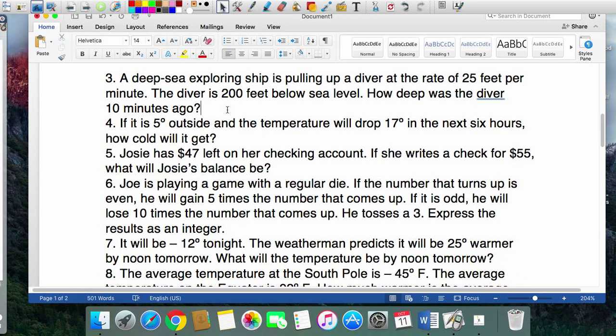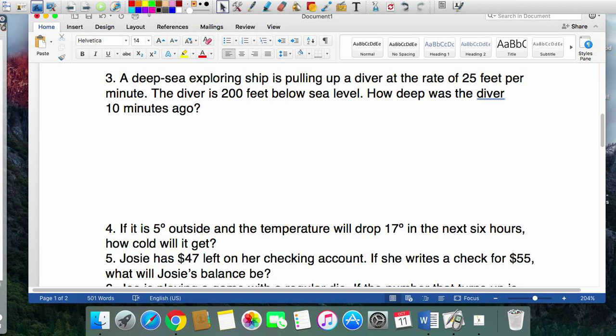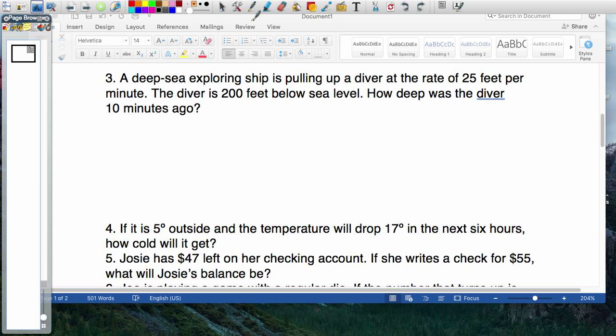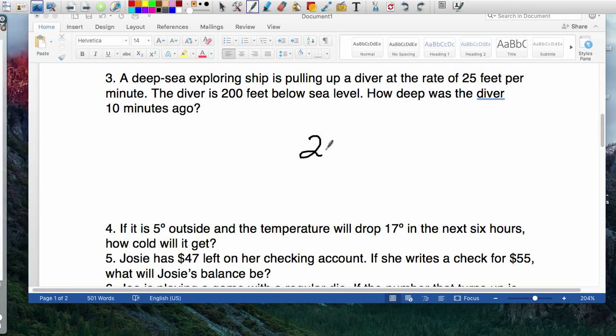3. Deep sea exploring ships pulling a diver at a rate of about 25 feet per minute. So, and I think this one I might use a drawing. Well, let's see. So, the diver is at 200 feet. How deep was a diver 10 minutes ago? So, let me just go like this, and let's make this the 0 on the surface of the water. Here is where he is right now. And he's at -200. That's where he is right now.